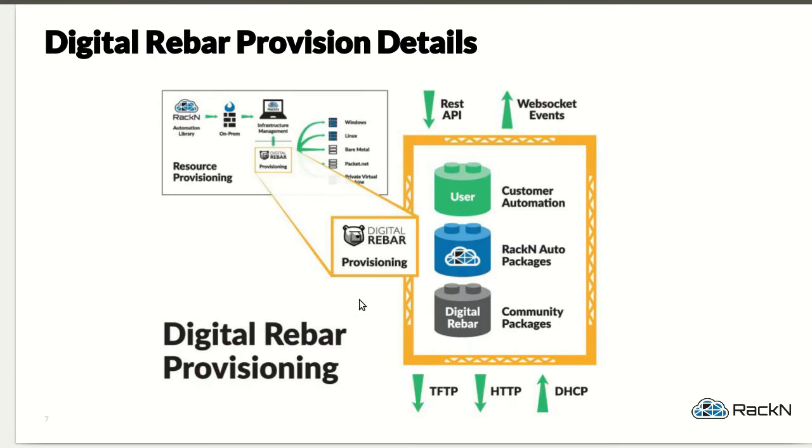Digital Rebar itself is designed in a way to have extensible packages. So there are community packages that you can use to replace Cobbler or Foreman. Those are basically very straightforward, template-based, open source operating systems. That'll get you started, and then RackN makes things available that sort of take it to the next level. And of course, you can add your own content. The system's designed for that. We'll do other videos showing how we have this composable read-only provisioning system.